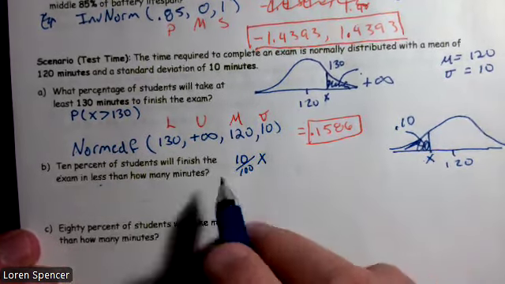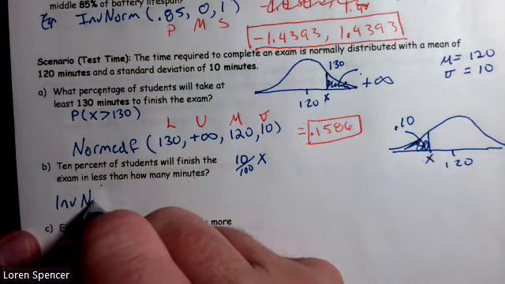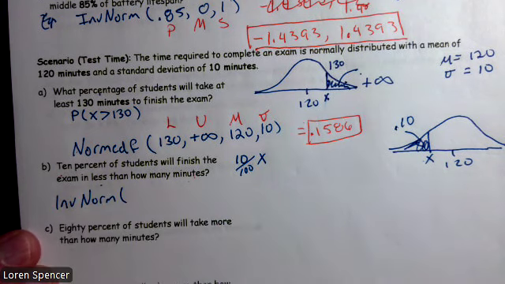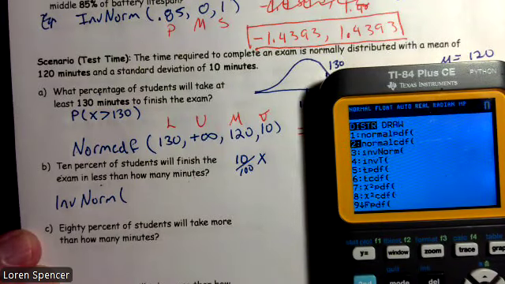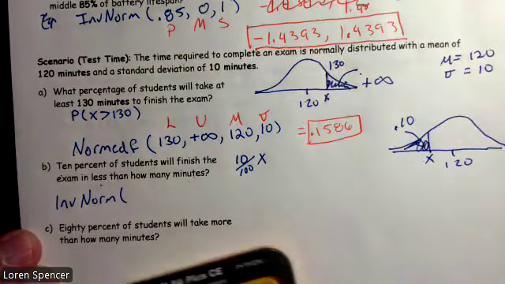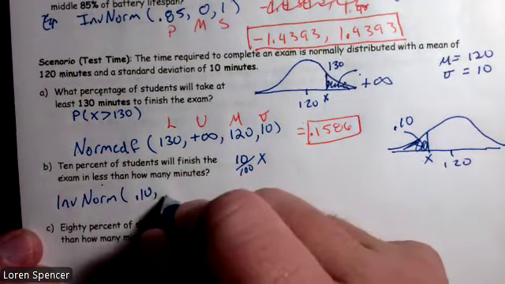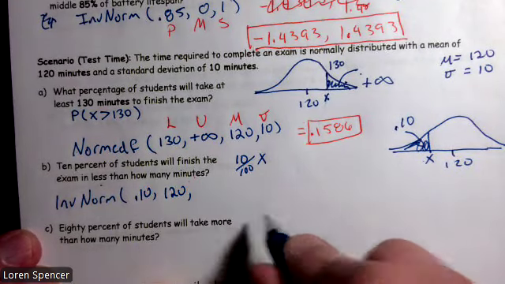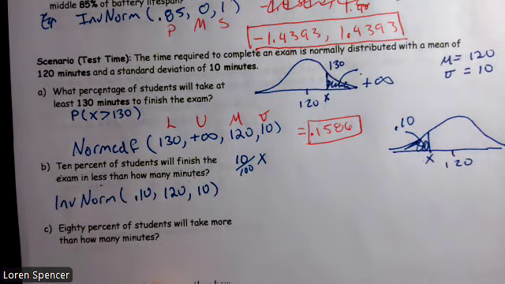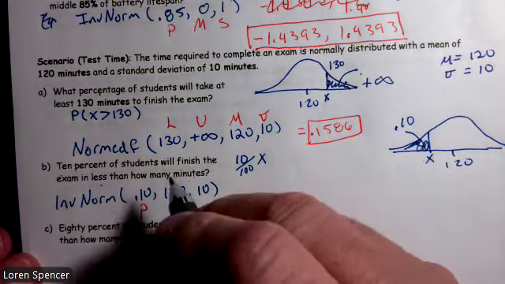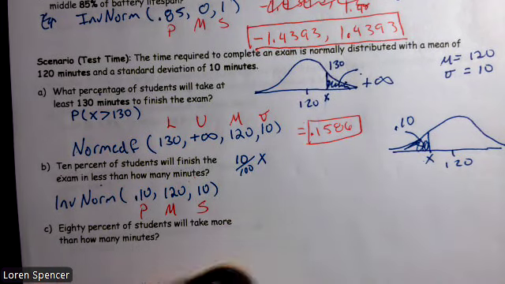Because they gave me the area, because they gave me the percent, I'm going to be doing an inverse norm. And as we saw before, the very first thing they're going to ask for on the inverse norm is the area, which we know is 0.10. They're going to ask for the mean, which is 120, and our standard deviation in this case was 10. So this is our probability or percent, this is our mean, this is our actual standard deviation. So there's our PMS.